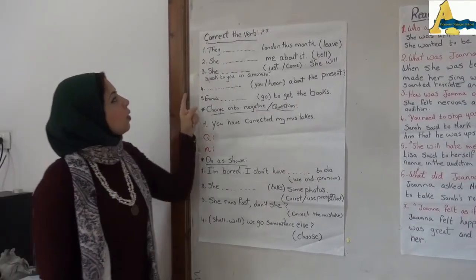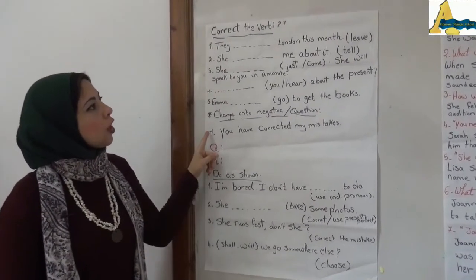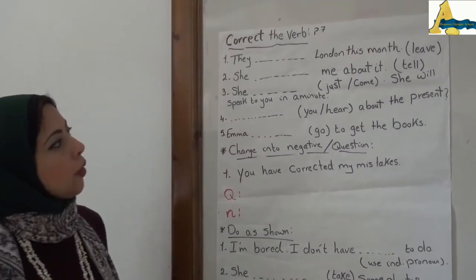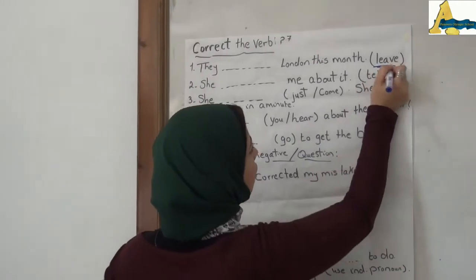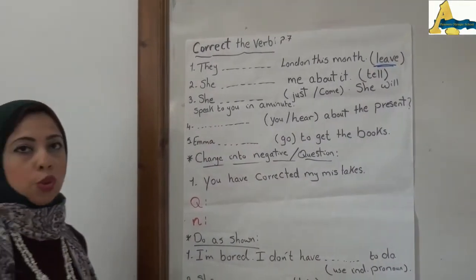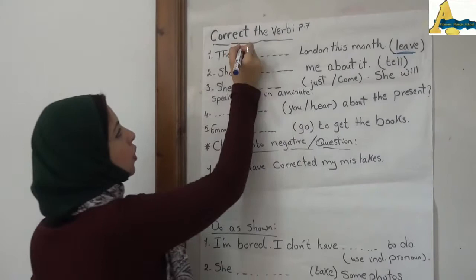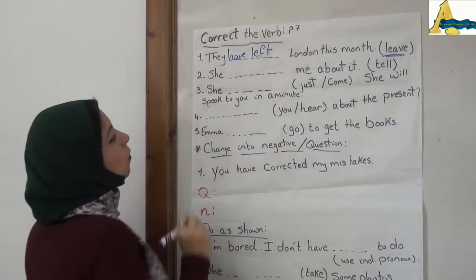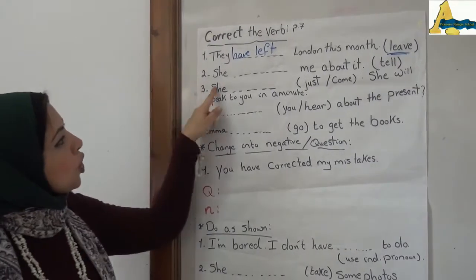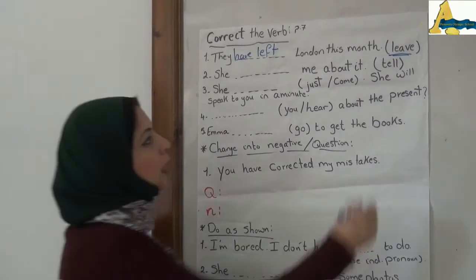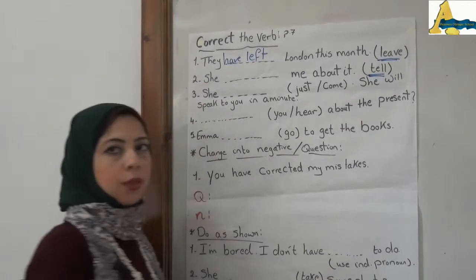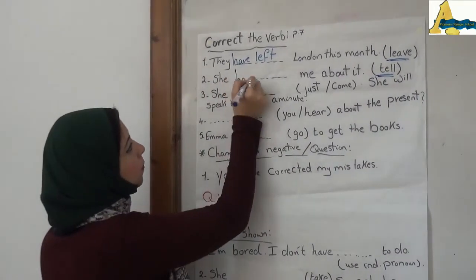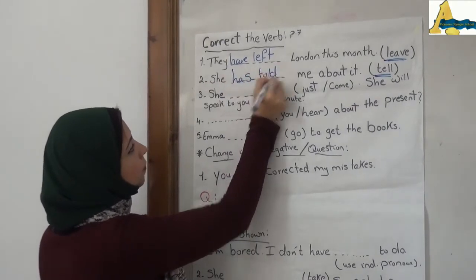Okay, let's complete here. Correct the verb. We're going to correct the verb in the present perfect tense. They went to London this month. Here we have the verb leave. It's from the irregular verbs. So we are going to change. So they, what is the auxiliary verb? They have left. Okay. Number 2, she, me, about it. We have tell, and tell is from the irregular verbs that we have to study. So she has told me.